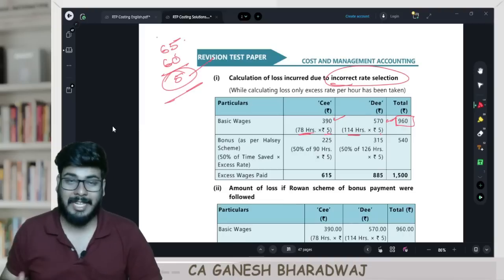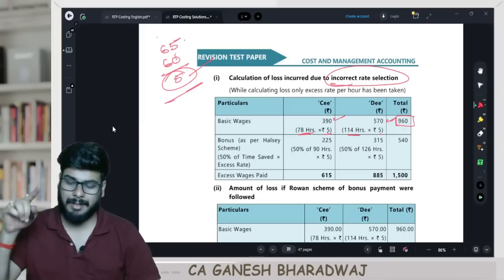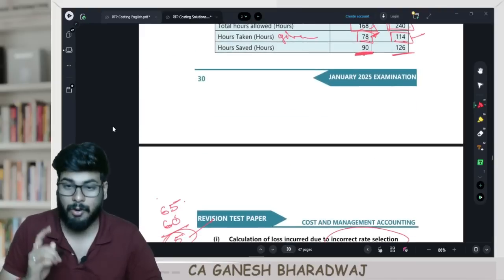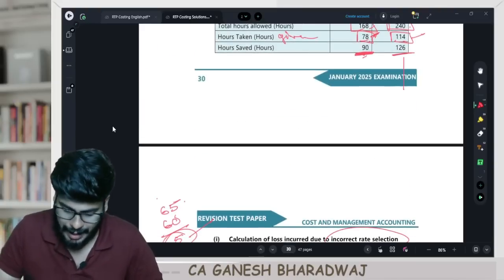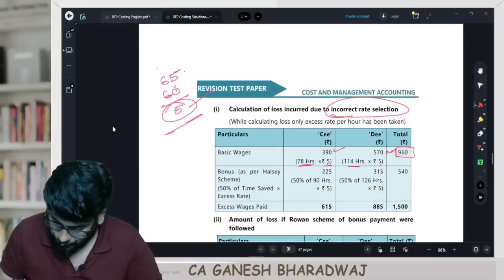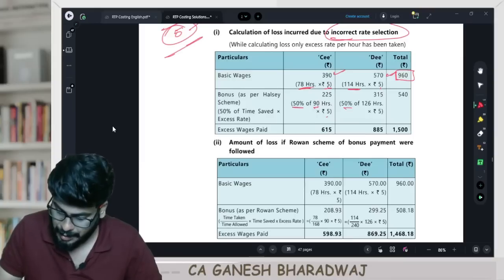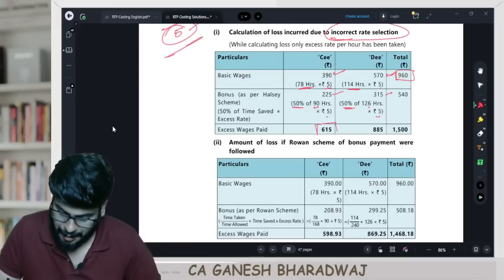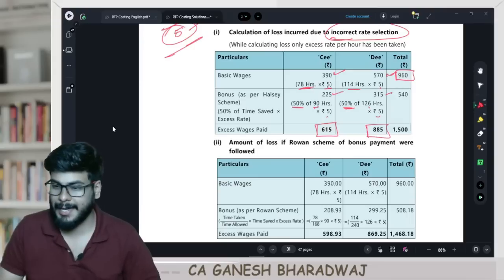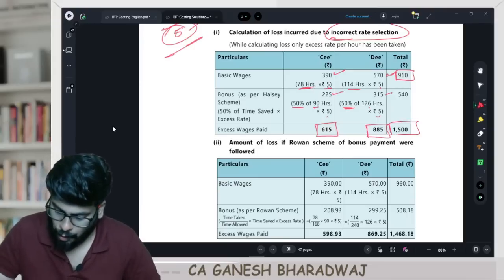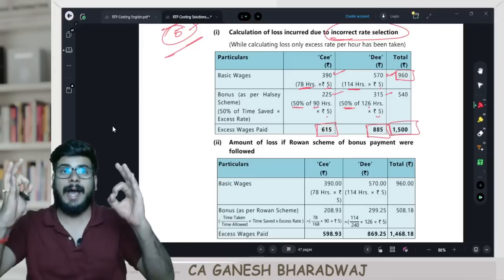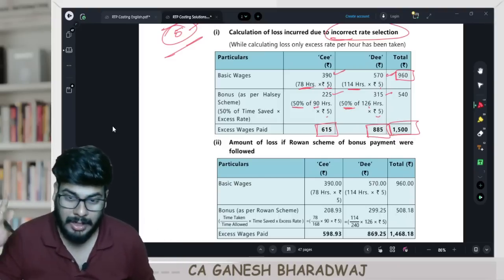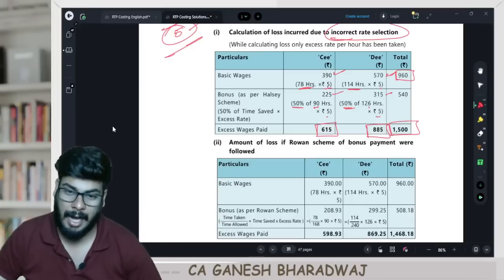Now the bonus is as per Halsey. Under Halsey, how will you pay? 50% into time saved into the excess rate, because we are only calculating the extra amount that we are paying. So 90 and 126 respectively. So here 50% of 90 into 5 rupees, 50% of 126 into 5 rupees. So it's 225 and 315 respectively. So excess wage paid to C is 615, to D is going to be 885. You add up the two, you get a total of 1500. So currently, as per your Halsey plan, the company is paying 1500 rupees more than what they were supposed to pay. Are you clear with this?